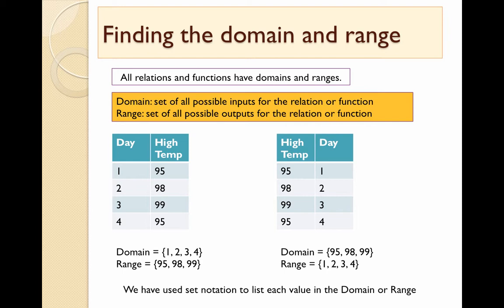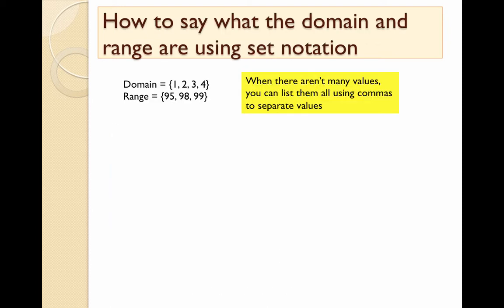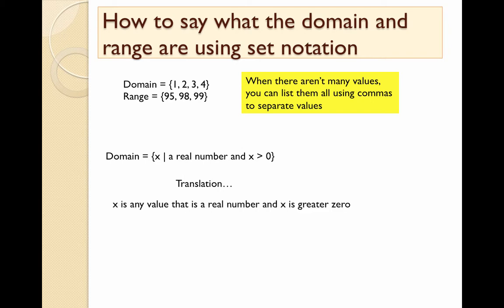This is set notation, and in this particular set notation, we've listed each individual value. And when there aren't many values, this is easy to do. However, sometimes it's not practical to list every value because there are just too many. For example, what if you had a domain where x could be any real number and x was greater than 0? Well, that's a whole heck of a lot of numbers.